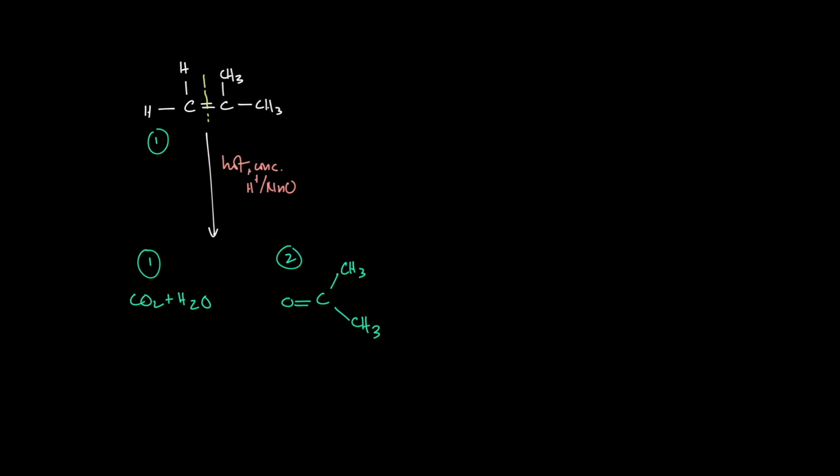Okay. So the last example that we're going to look at is this one. Now what I have is this kind of a ring structure, and I have a double bond here. I have a methyl group on this double bond as well. And what I'm doing here is I'm going to react this with, again, hot, concentrated, acidified KMnO4. And now I'm going to rupture this double bond.